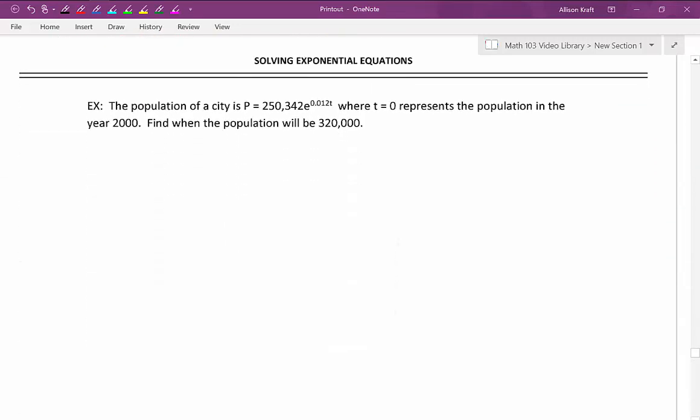Let's see an application problem. The population of a city is P equals 250,342 times e raised to the 0.012t power, where t equals 0 represents the population in the year 2000. We want to find when the population will be 320,000. This 320,000 is our P. We'll substitute that into the given formula.